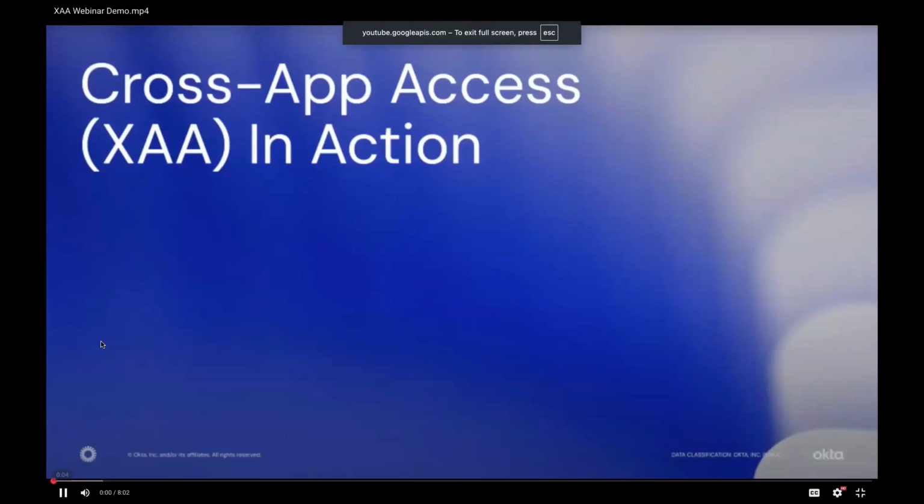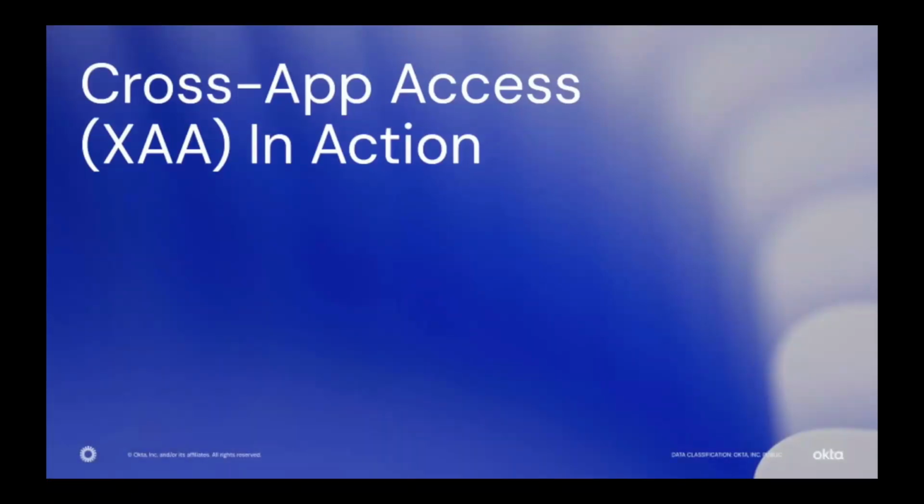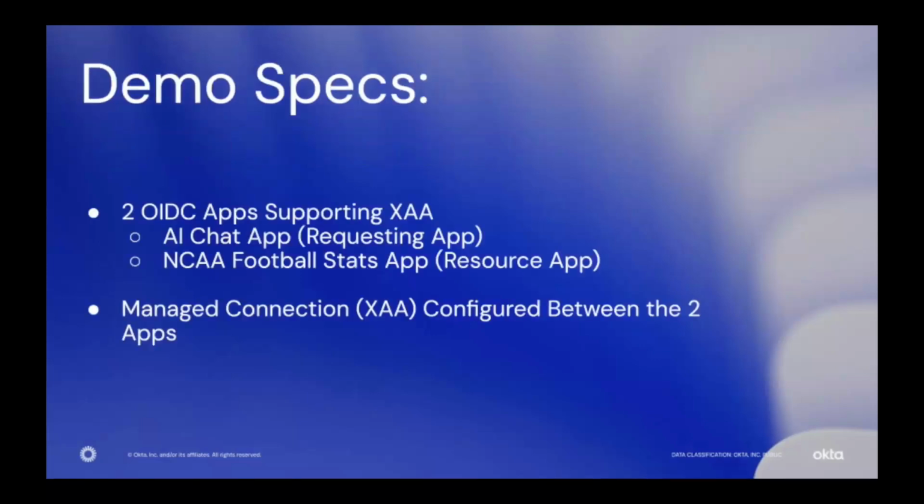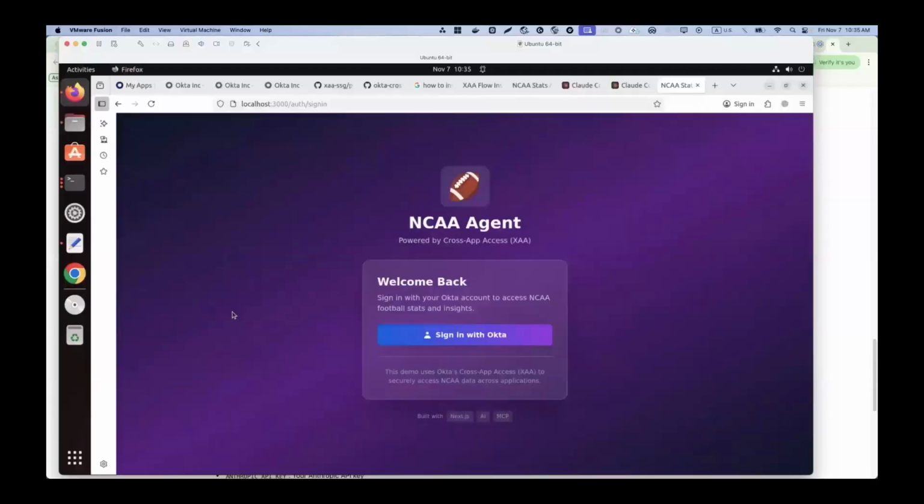Now let's take a look at cross-app access flows in action. For this demonstration, we already have two OIDC apps that we've created that both support cross-app access. We have an AI chat interface app that is going to be our requesting app, which has an AI agent associated with it. We have our NCAA football stats app, which is our resource app. Both are OIDC apps protected by Okta, and we have a managed connection for cross-app access between the two apps.